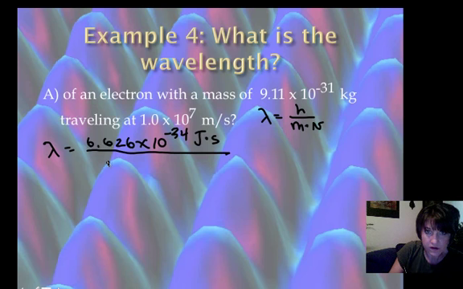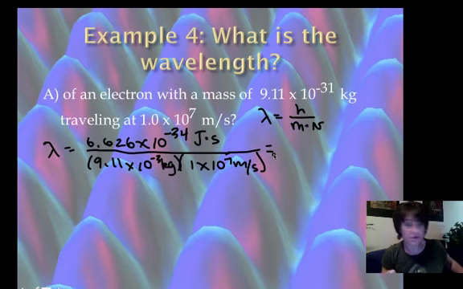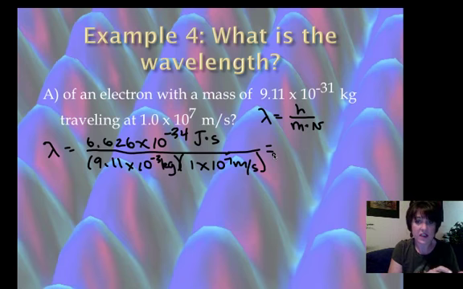So we have Planck's constant on top, and on the bottom the mass is 9.11 times 10 to the minus 31 kilograms times the speed, 1 times 10 to the 7th meters per second. So it's approaching the speed of light, right? If the speed of light is on the order of 10 to the 8th meters per second, this electron is going pretty fast. So let's do this math on our calculators.